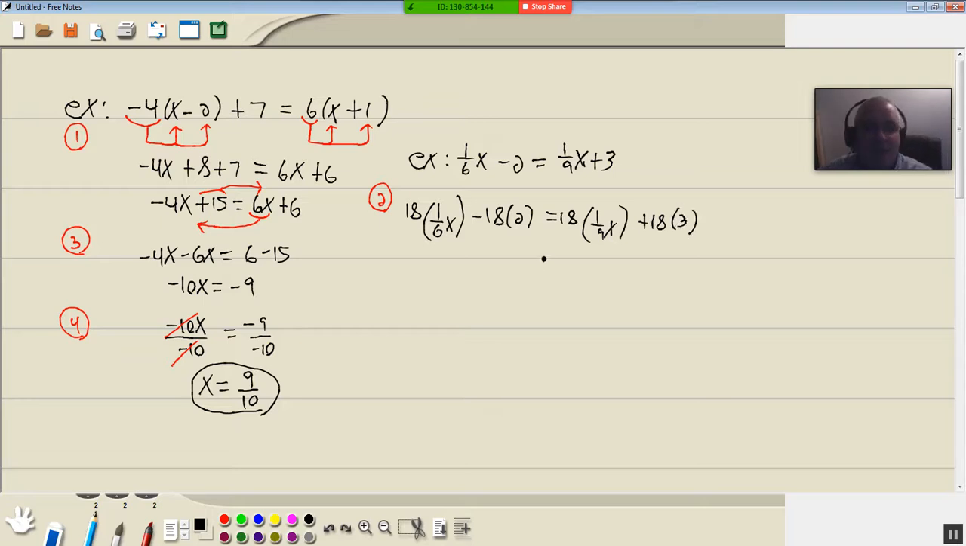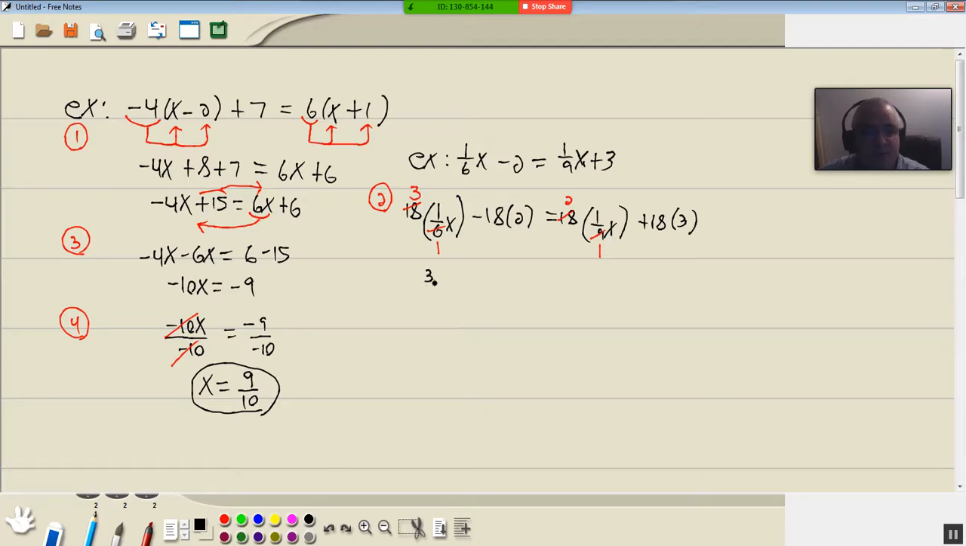When I say multiply everything, I'm talking about what's separated by pluses, minuses, and equals. That's why we multiply by the 1/6 x. Here's a minus, so that's why we multiply by the 2. Here's an equals, that's why we multiply by the 1/9 x. Here's a plus, that's why we multiply by the 3. Now 18 and 6 are both divisible by 6. 6 divided by 6 is 1. 18 divided by 6 is 3. 9 and 18 are both divisible by 9. 9 divided by 9 is 1. 18 divided by 9 is 2.